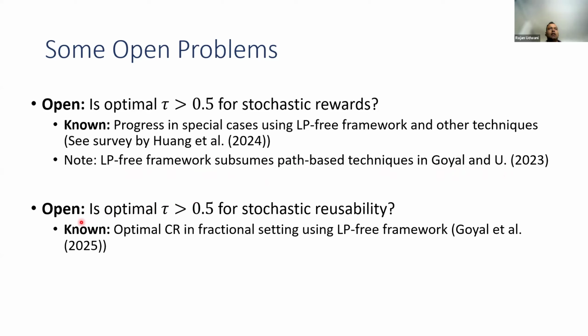Okay. So notice that because this is open, this is also an open question for matching with patients, which is a generalization of stochastic rewards. Another interesting question is, what is the optimal compare ratio, and is it better than a half when we have stochastic reusability? For stochastic reusability, we know nothing apart from a half in general. But if you look at the fractional setting, going back to part one, where we have large capacity or we are matching each arrival fractionally, then we know the optimal compare ratio is 1 minus 1 over E, and this is where the LP3 framework first came from.